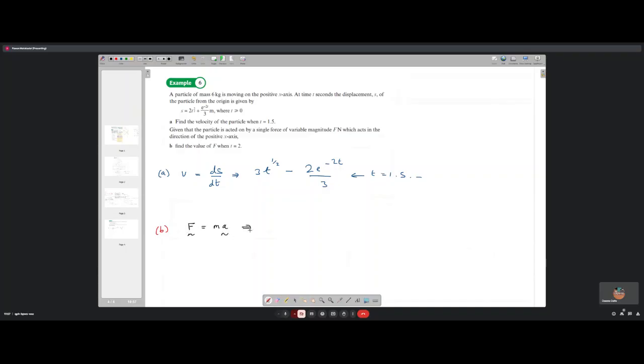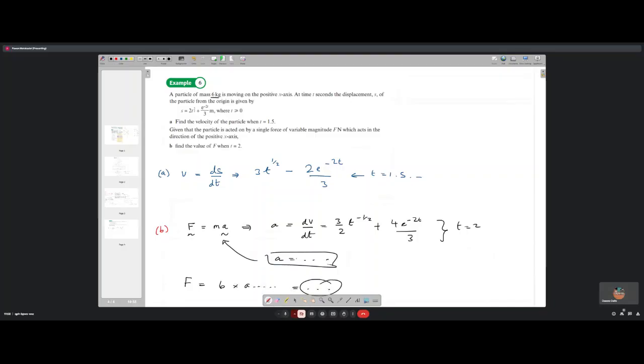So actually, what we need to do is find what the expression for acceleration is, which will be 3 over 2 t to the power minus a half plus 4e to the minus 2t all over 3. And then you would plug in t is equal to 2 here. And that will give you some acceleration value, wouldn't it? And then you would take the acceleration value, plug it in, multiply it by the mass of 6, and that's it. You know? And then you get your answer.